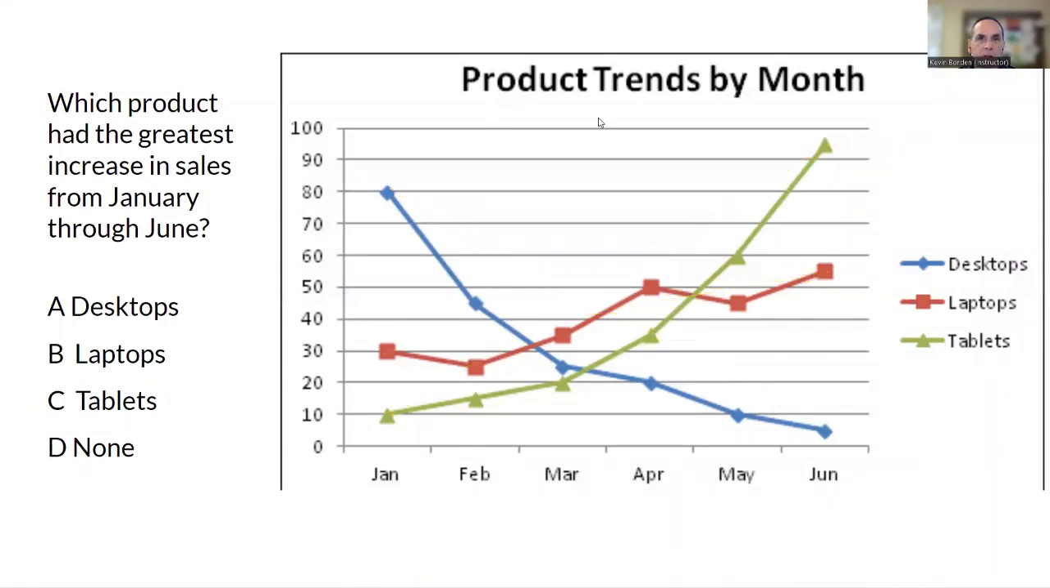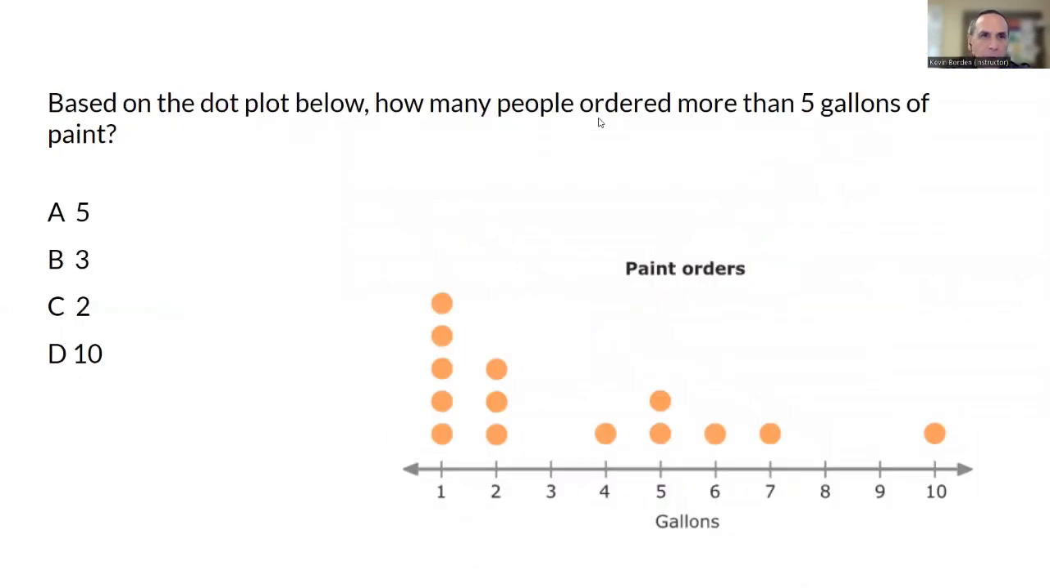Clearing off my drawings, going to the next problem. Here we have a dot plot. How many people ordered more than 5 gallons of paint? Be careful here. Pause the video, work on your solution, resume when ready.